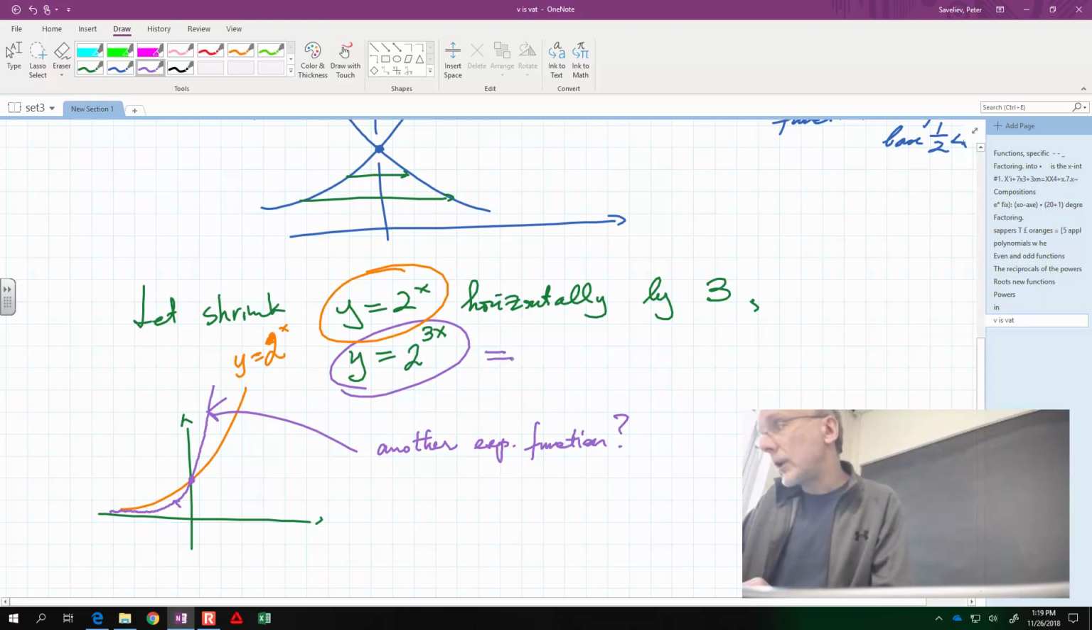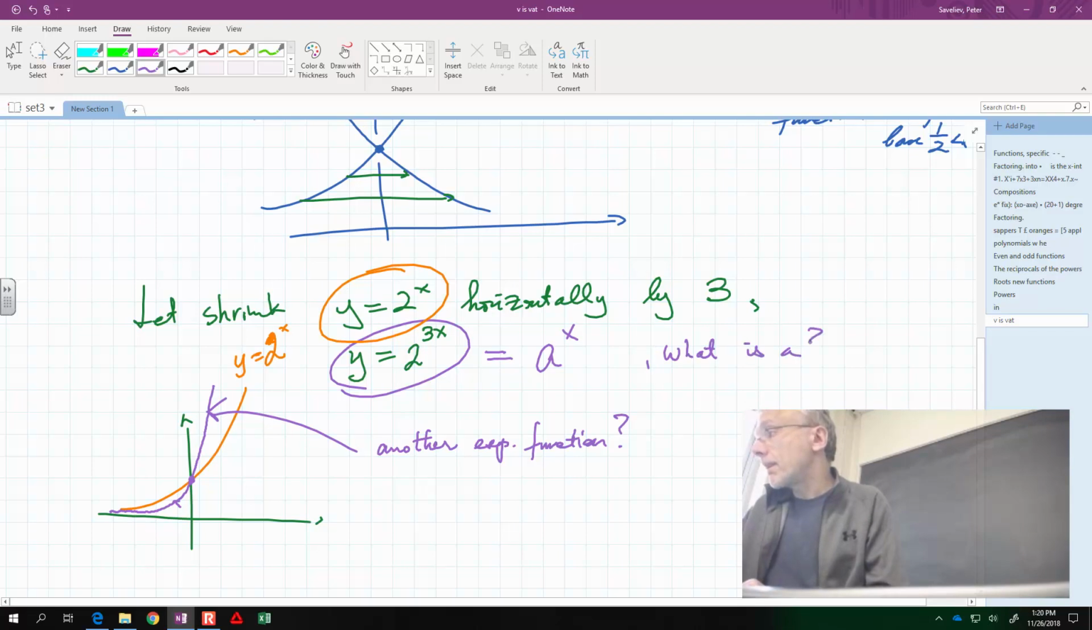We can confirm it if we just remember the algebra. It is also an exponential function. What is a? 2 to the 3x is equal to a to the x. I want to identify this new curve that looks like an exponential function and confirm that it is one. I just need to find the base. What's the base of the new exponential function?